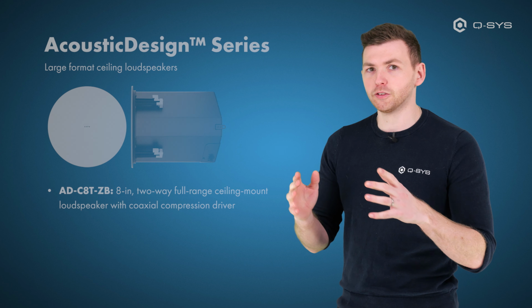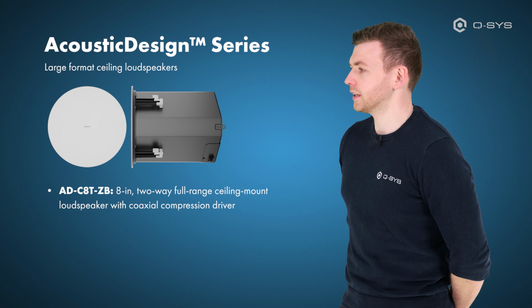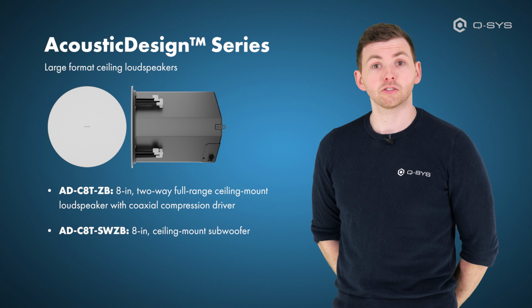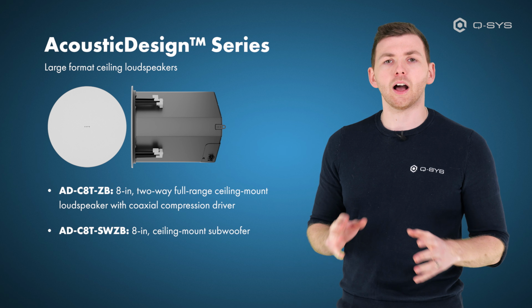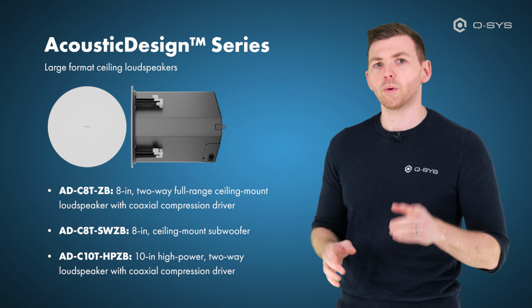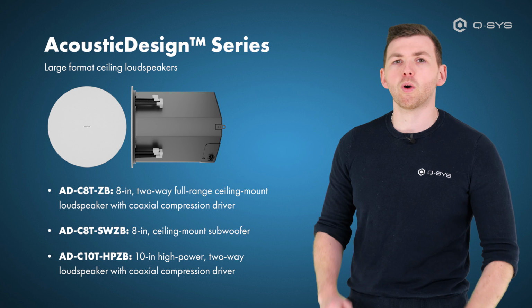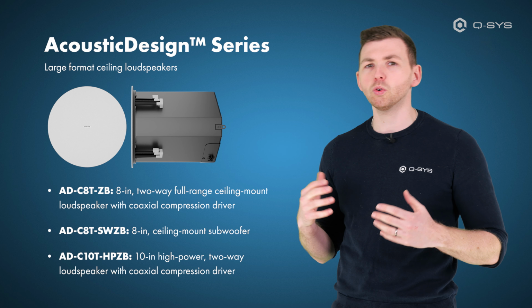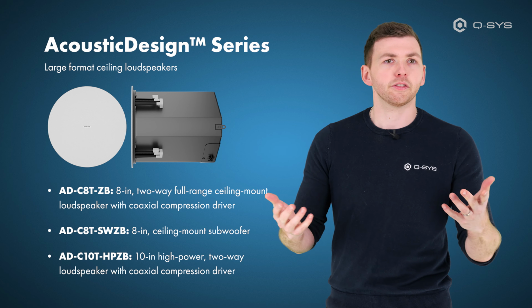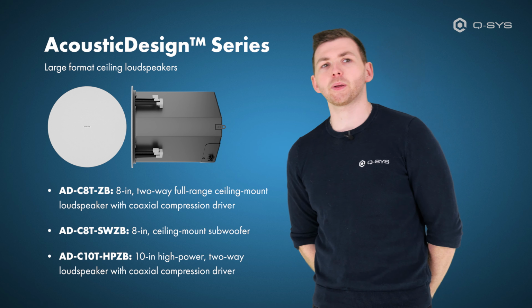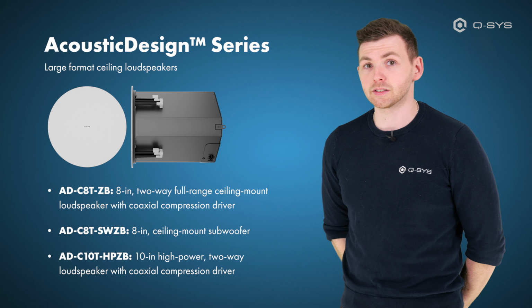But also 9.13 expands the acoustic design range with some exciting new large format ceiling speakers. Firstly, we have a two-way full range 8-inch loudspeaker alongside an 8-inch subwoofer. And there's also a high power 10-inch model with a coaxially mounted compression driver. This is perfect for where we have higher ceilings, which means we also need higher SPL. Think high energy restaurants, retail spaces, or large meeting facilities.